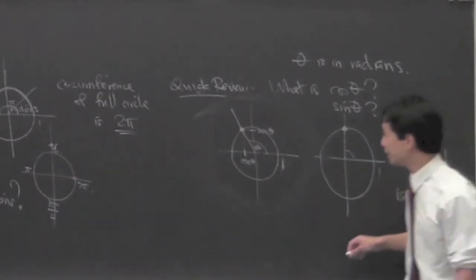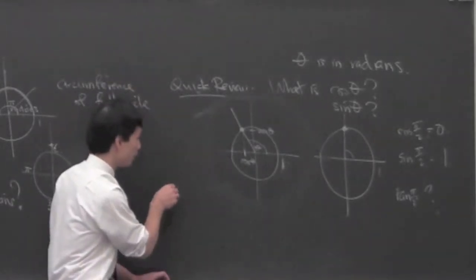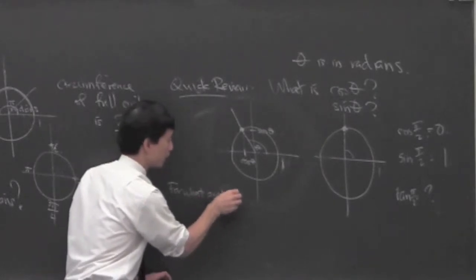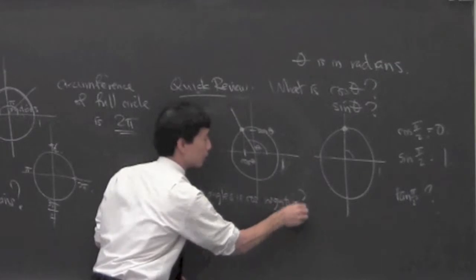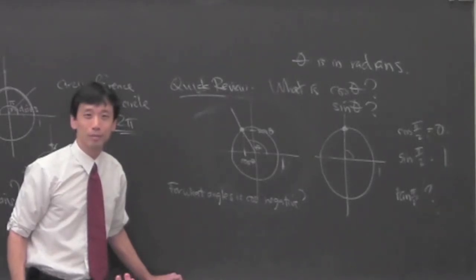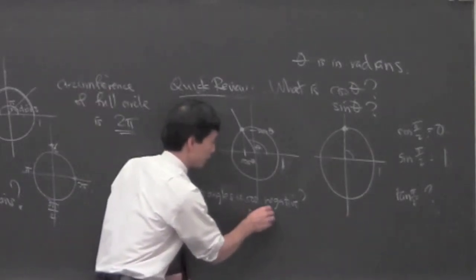Okay. So let me ask you, just to make sure you get this definition, for what angles is cosine negative? For what angles is cosine negative? Okay, just take 1 minute, write down something. And also for the sine.